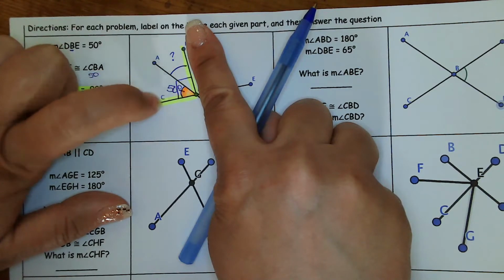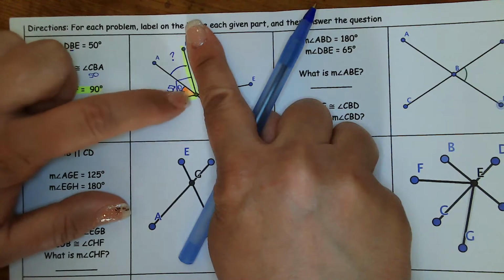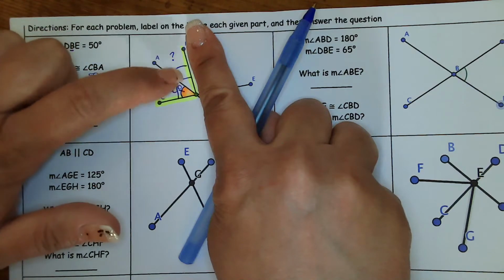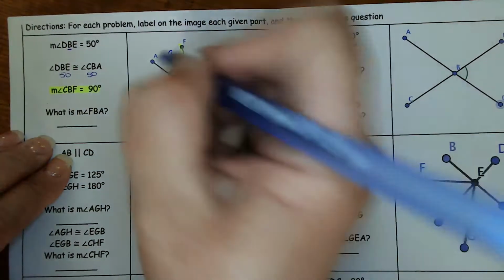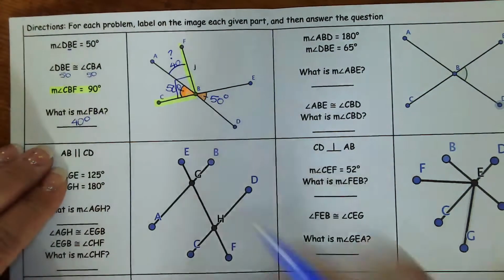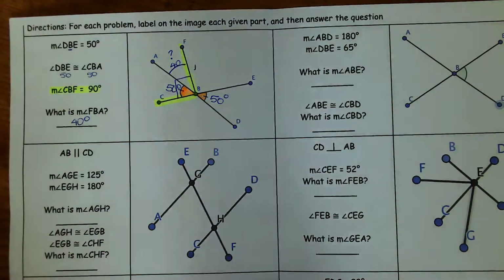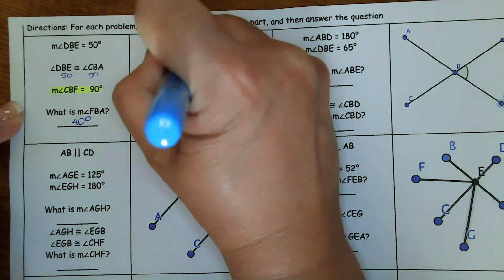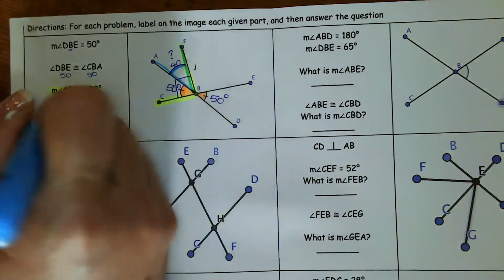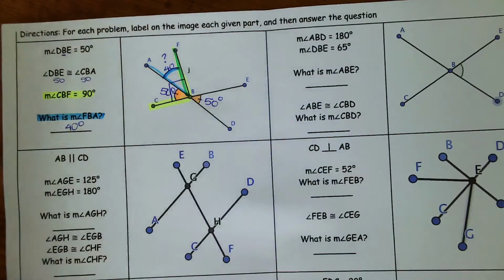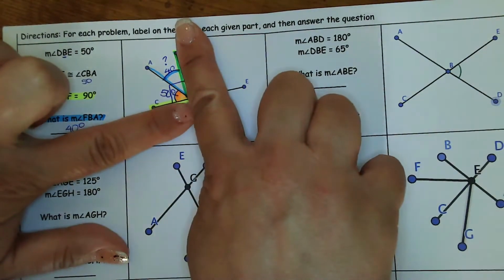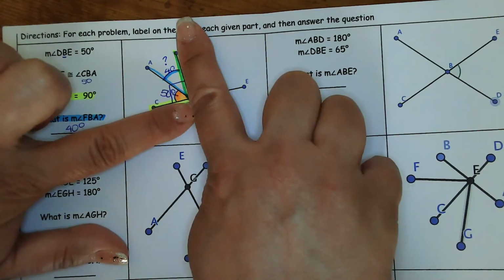50 plus 40 equals 90, or we can say this angle 90 degrees and the angle 50, 90 minus 50 will be the question, which is 40. So angle FBA is the angle right here of 40 degrees. And if we look at these two angles, 40 plus 50 will be 90. 40 and 50 are complementary.